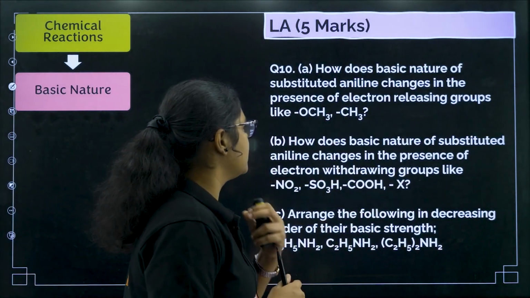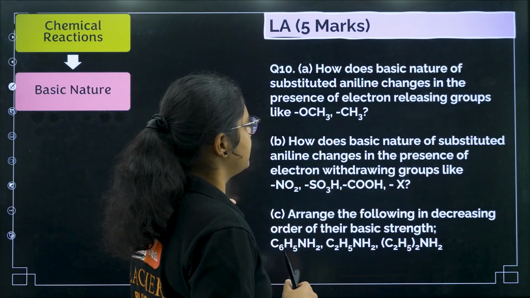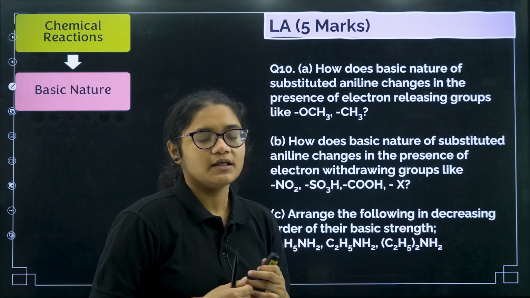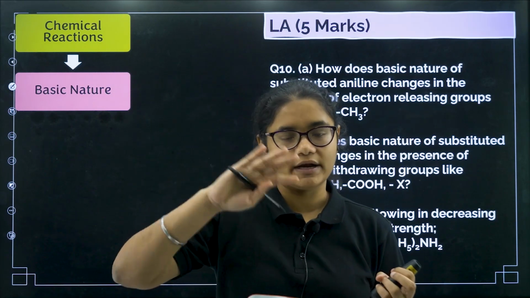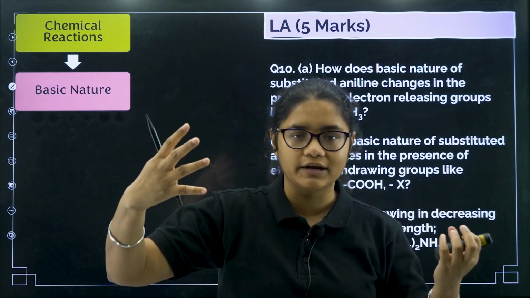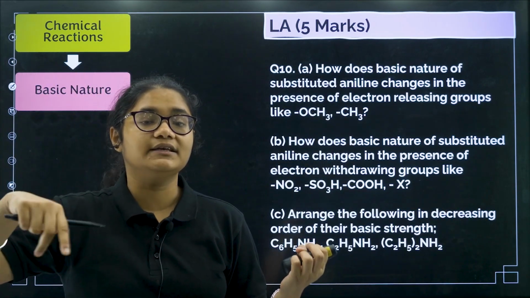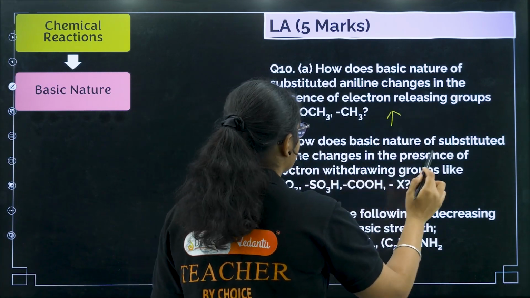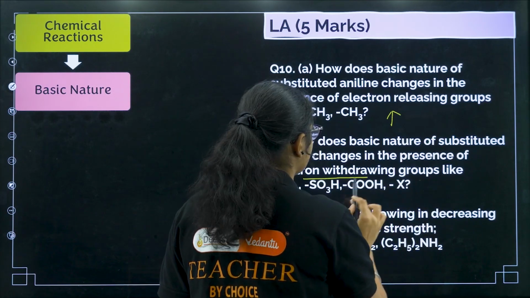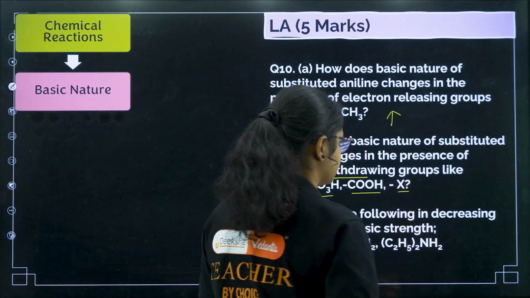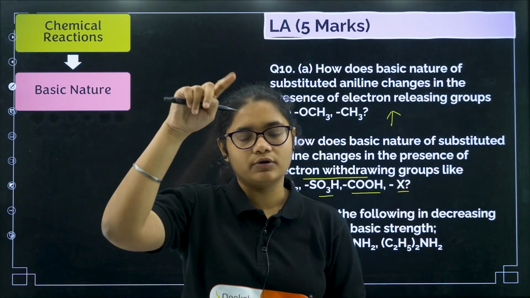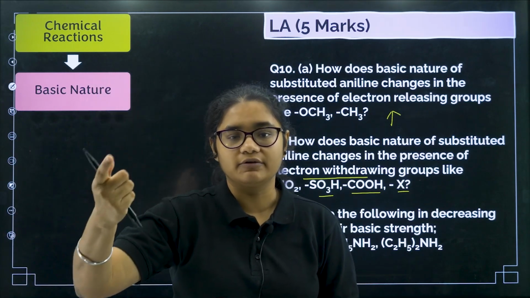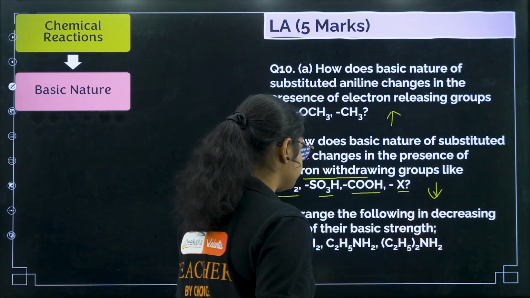Next is question number 10 here. Again we are still in basic nature. How does the basic nature of the substituted aniline change in the presence of an electron releasing group? If electron releasing groups are there, it will donate more electrons. So the nitrogen will have more electron density, so it can donate better, and basic nature will increase. How does the basic nature of the substituted aniline change in the presence of an electron withdrawing group like NO2, SO3H, CHO and X? Yes, electron withdrawing groups will withdraw electrons from the nitrogen, so the electron density on the nitrogen will decrease, donation will be difficult, so basicity will also decrease.